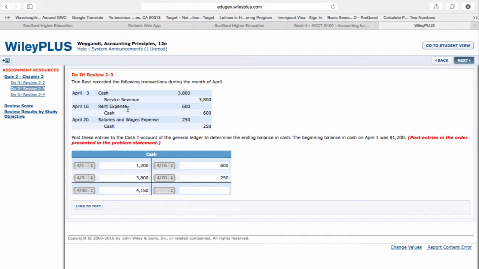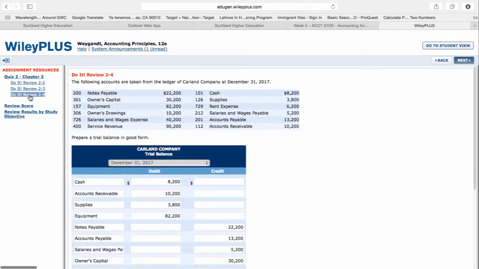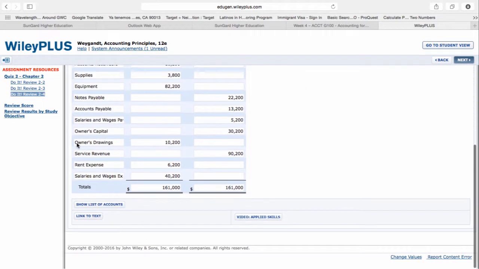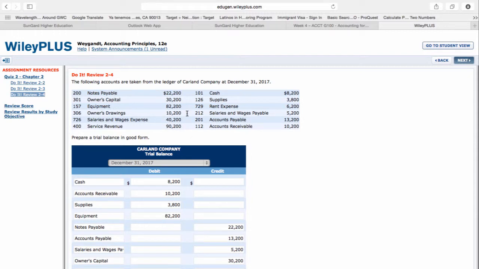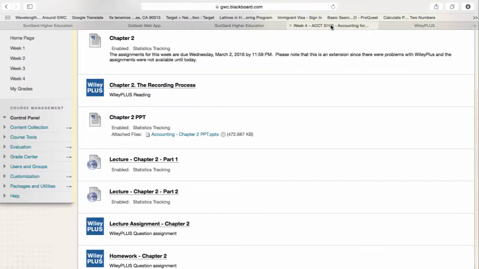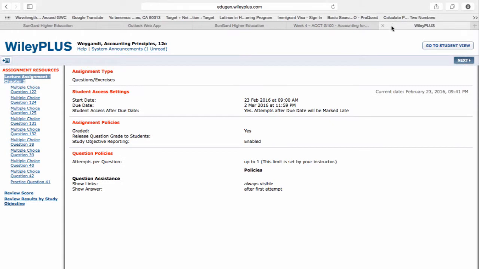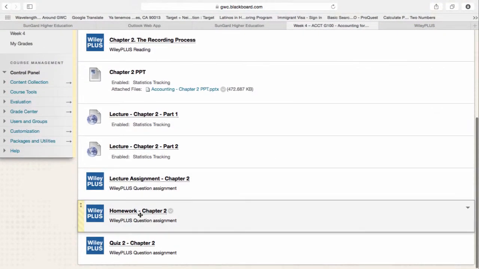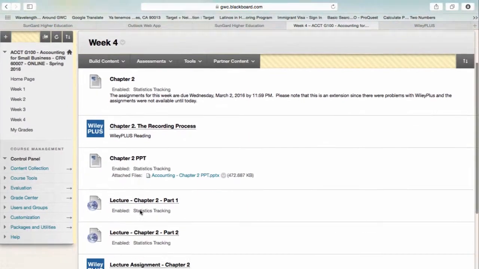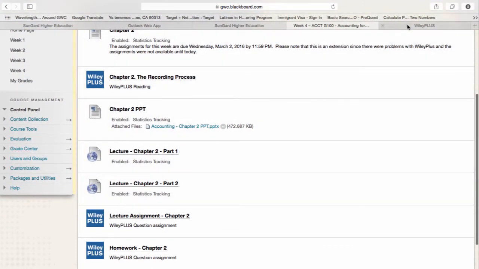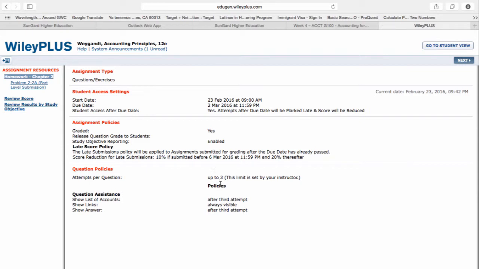The other quiz problem is going to ask you to post some stuff on the T accounts. And the last problem is going to ask you for the trial balance based on these accounts here. Notice that for the lecture assignment, you only have 1 attempt. So you need to make sure you do it right. It says right here, this is limited up to 1 attempt. But for the homework assignments, I think I made it for 3 attempts. You have 3 attempts to get it right.